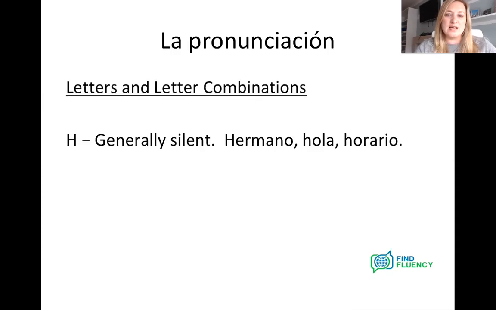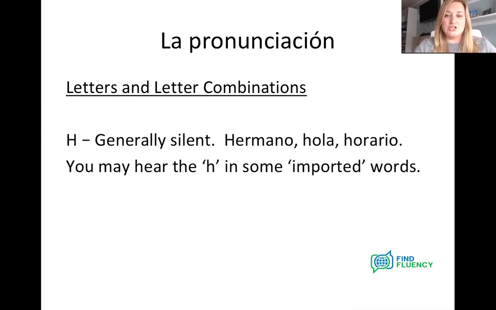H is generally silent, okay? Hermano, hola, horario. We've seen that already with a lot of words that we've done. Generally silent, so we act like it's not there. You may hear the H in some imported words, like hamster or hockey, words that are imported from English, more or less. But generally speaking, in Spanish, the H is silent.